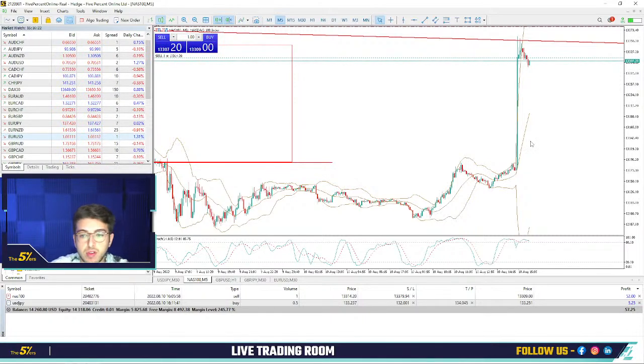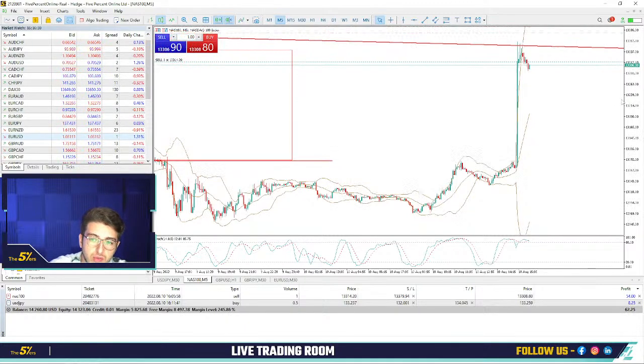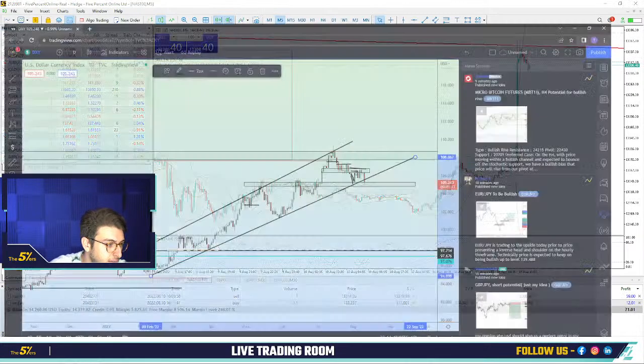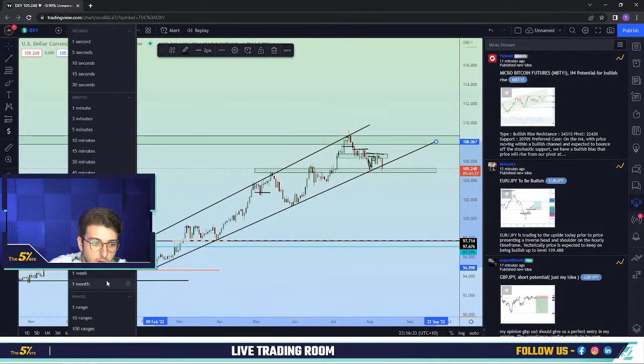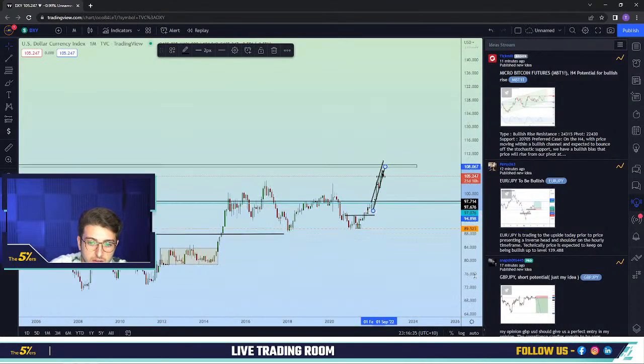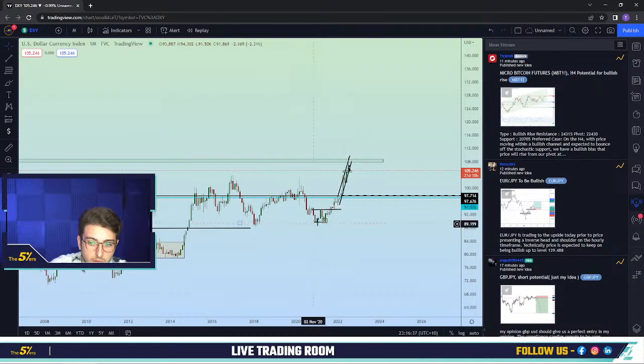Long term, if you're talking about 1 year or 2 years, I think the dollar already made the move. Okay, I think I already explained many times why I think the market in the dollar is already overextended. I think from the bottom here to here, the market overextended.